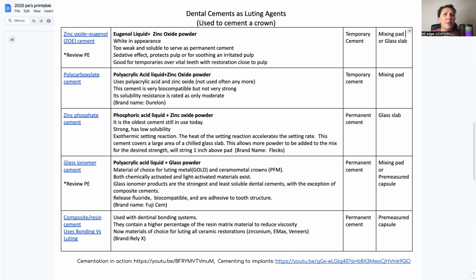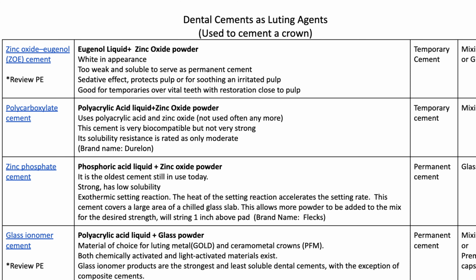So first, let's jump into zinc oxide eugenol, or sometimes we call it a ZOE cement. It really depends on the clinician and the product that they're using. So what we do here is we're going to mix a eugenol liquid with a zinc oxide powder. And usually that will come out white in appearance. You mixed this one already, so you kind of know what it looks like.